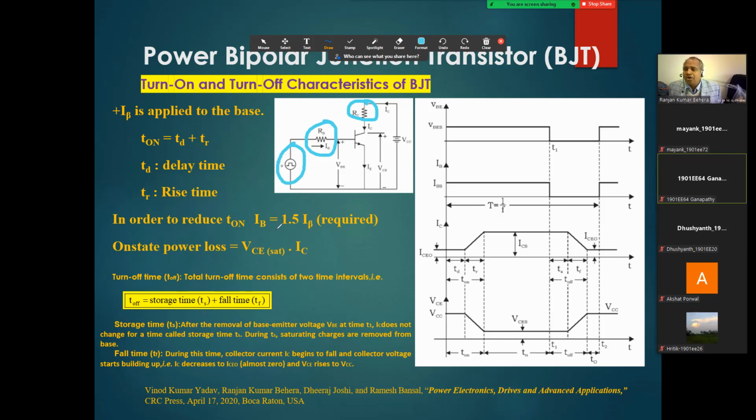Okay, this is your load which is connected to this. So when you turn on, generally when you apply a current here, this base current, you apply a voltage and you get a base current here. Generally it is current driven. Initially we apply the current, where the rated base current is, let's take, 4 milliampere. So we apply 1.5 times that current, and then we reduce the current to this.